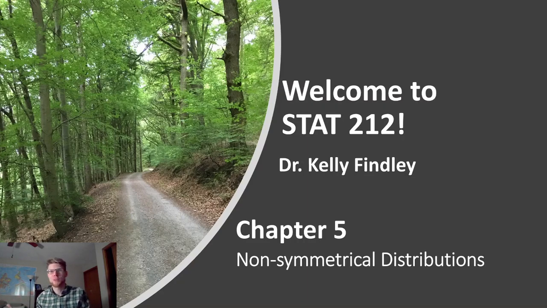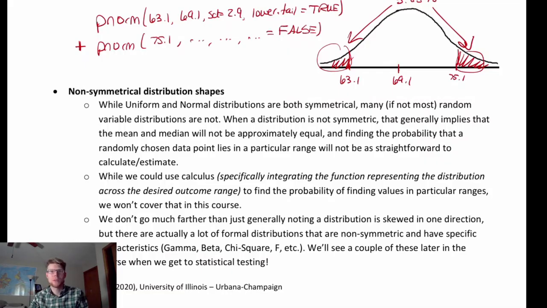Data can be non-symmetrical. So if we're looking at a non-symmetrical distribution, we can still analyze it, we can still talk about it. In this course, we're not going to spend a lot of time talking about different specific names for non-symmetrical distributions, because there are many. We will see the F distribution later, we will see the chi-square distribution later. But for now, we're just talking about the fact that data can fall in different shapes.